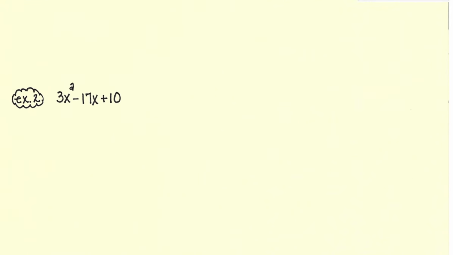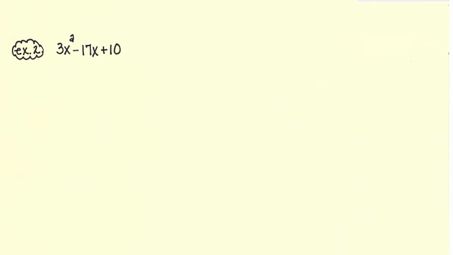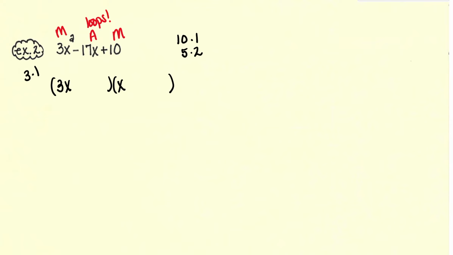Okay, let's take a look at example number 2. All right, so let's think about multiply, add, multiply, and it's those loops that we're trying to get to be a negative 17. So once again, the only things that multiply to get 3 would be 3 and 1. So this is going to be kind of a nice one, just 3x and x. Multiplying to get 10, well, that could be 10 and 1 or 5 and 2.